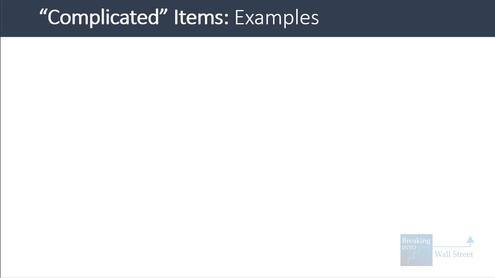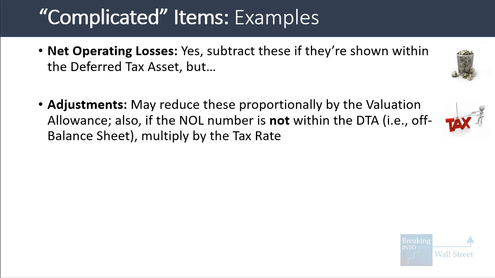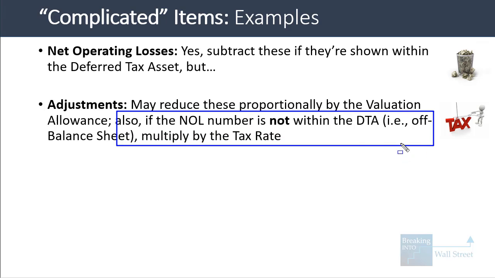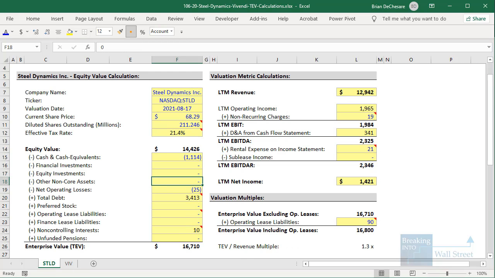Let's now go into the more complicated items. And the two main examples here are net operating losses and unfunded pensions. With net operating losses, you want to subtract these if they're shown within the deferred tax asset, but you may also have to adjust them a little bit. If there's a valuation allowance, meaning that the company doesn't expect to realize the full value of the NOLs, then you may factor that in. And if the NOL number you find is not shown within the deferred tax asset, so it's off balance sheet, then you'll want to multiply by the tax rate to get the actual tax savings that the company is going to realize from that. Vivendi doesn't have any net operating losses, but Steel Dynamics does.